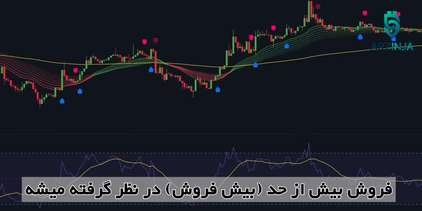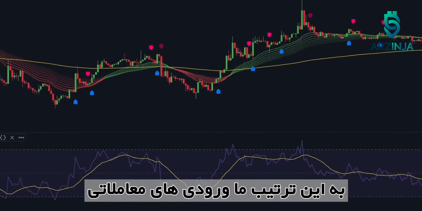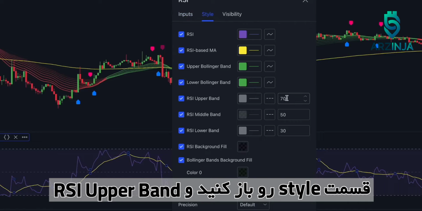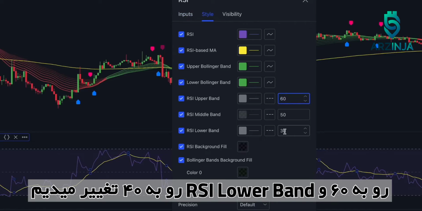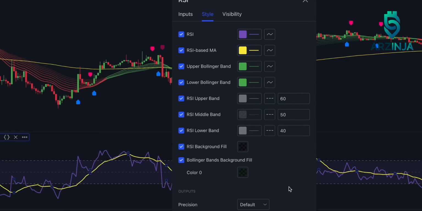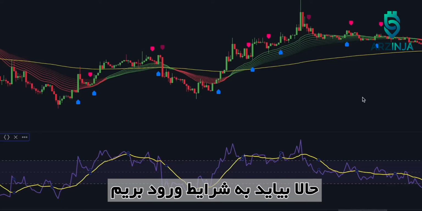considered oversold. As part of our strategy, we will make the RSI more sensitive. This way we will get more valid trade entries. So open the style of the indicator and change the RSI upper band to 60 and the RSI lower band to 40. Okay, the setup is complete. Now let's move on to the entry conditions.